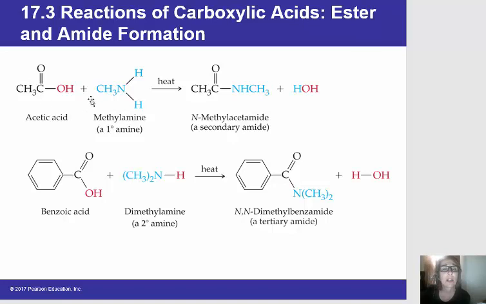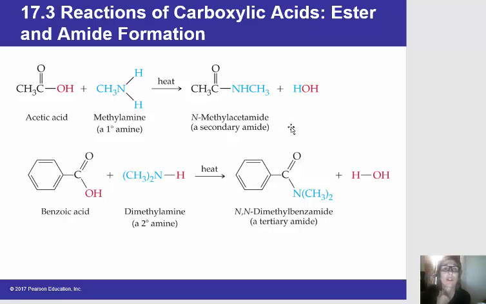So the primary amine here is methylamine, and one of the hydrogens from the amine reacts with a hydroxyl from the carboxylic acid to form water. The nitrogen of this amine then bonds with a carbonyl carbon of the carboxylic acid, and we form a secondary amide. And by secondary we mean that the amide nitrogen is bound to 2 carbon-containing groups. So it retains the methyl group that it had as an amine, so we call it N-methyl, and then the rest of the name depends on the carboxylic acid, acetamide.